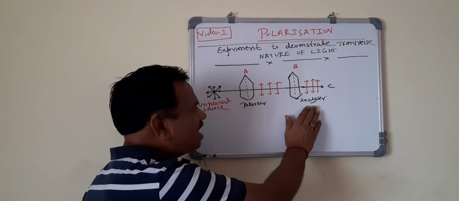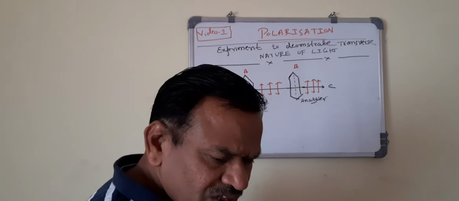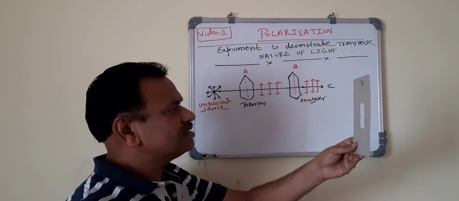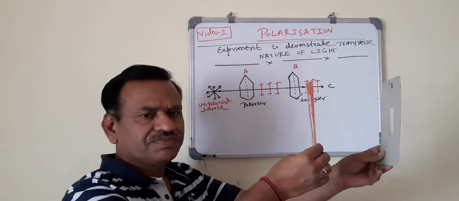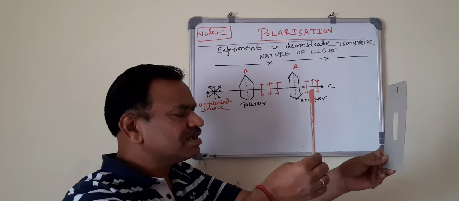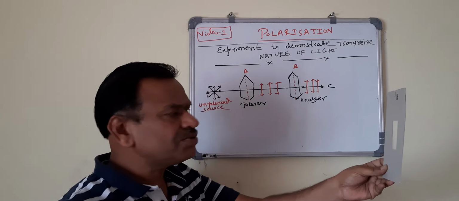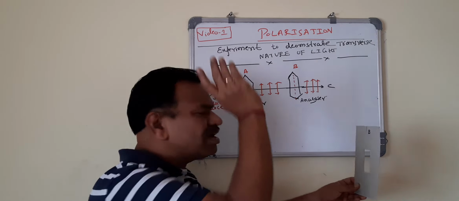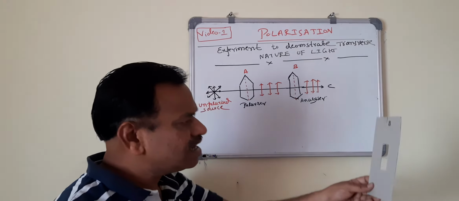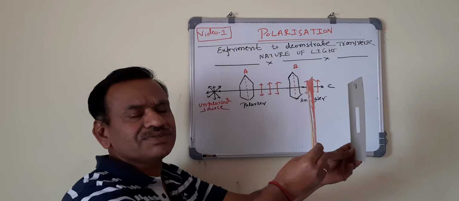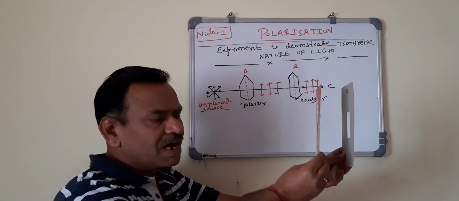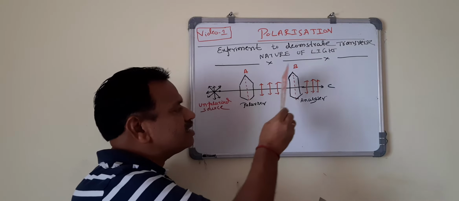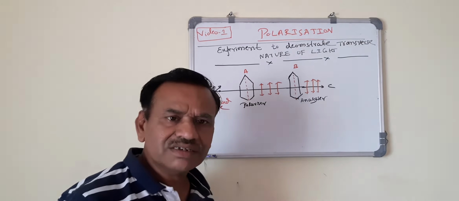Next, I am holding another crystal B, both are tourmaline crystals only. This is also like this. This is crystal A and this is crystal B. Now what happens is, whatever the vibrations are coming through A in this plane, all are passing through crystal B, because both crystals A and B are parallel. So whatever vibrations come out through crystal A, all those components come out through crystal B.